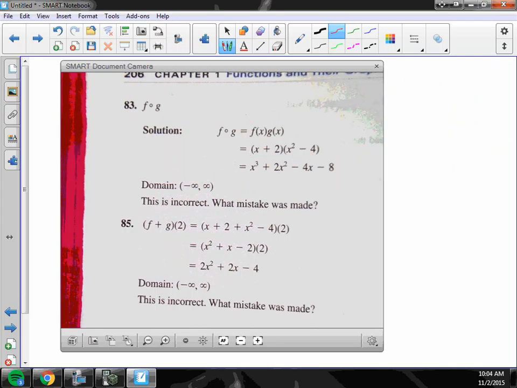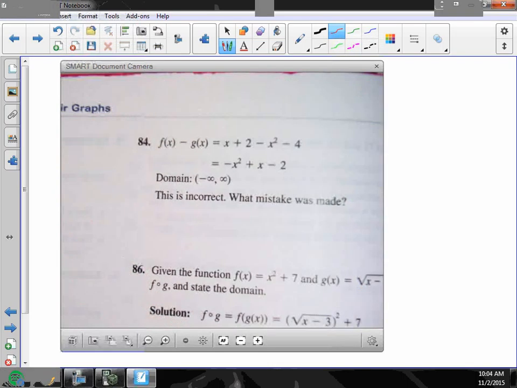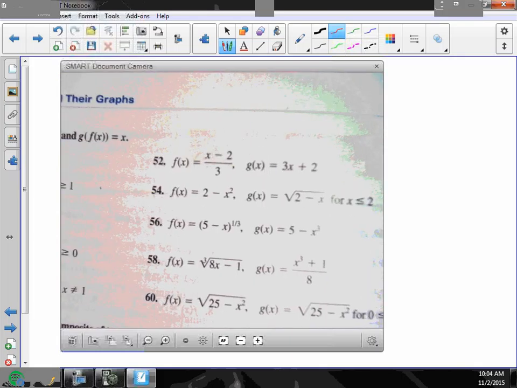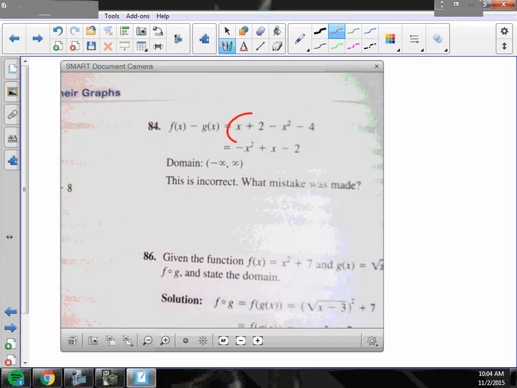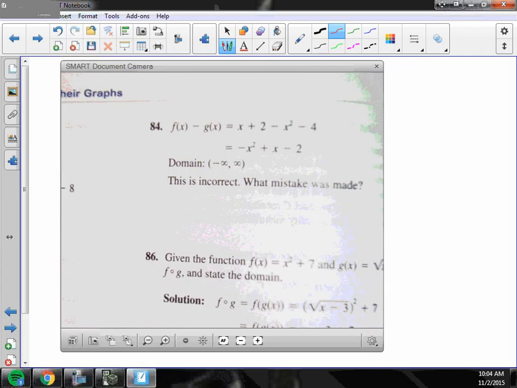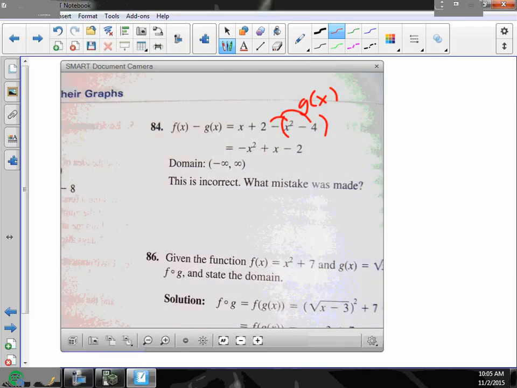Okay, number 84. F of x minus g of x. I don't remember what the functions were. They were x plus 2 and x squared minus 4. So I take f of x and g of x and subtract them, and I end up with that. What's the mistake? Right, they didn't distribute the negative. So this is g of x, in which case the negative should distribute through, turning that into a plus 4, which would give you a slightly different version.